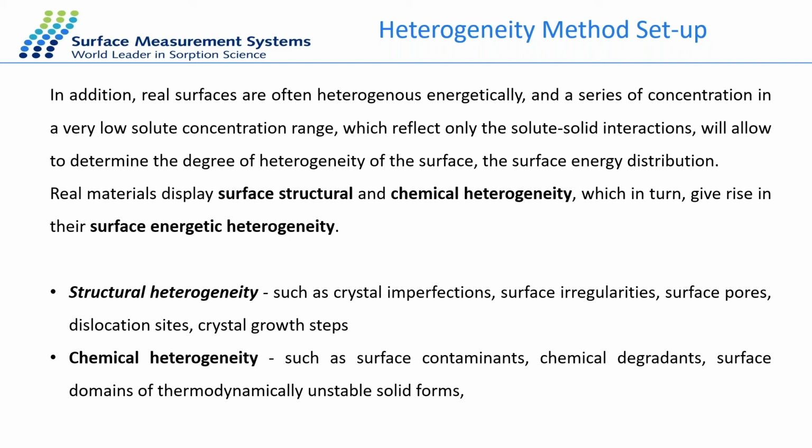For example, structural heterogeneity can be crystal imperfections, some surface irregularities, or surface pores. Some chemical heterogeneities are like surface contaminants, some chemical degradants on the surface, and so on. So real materials often have an energetically heterogeneous surface.